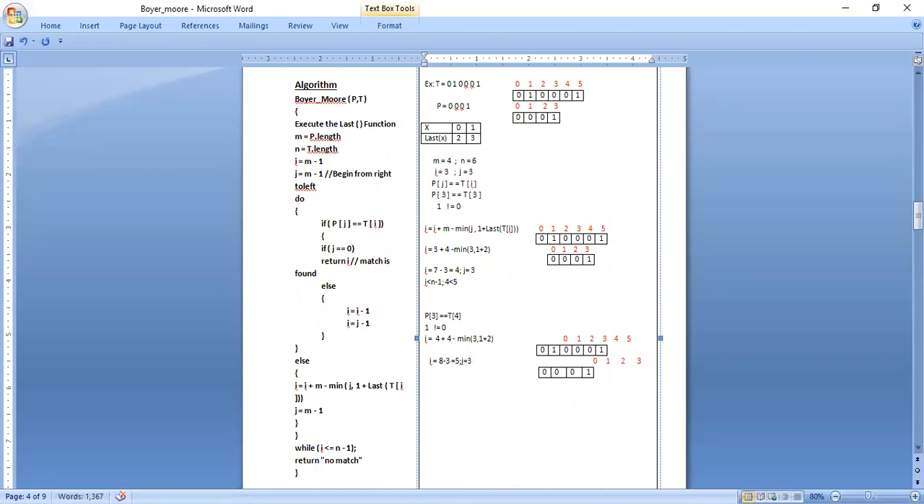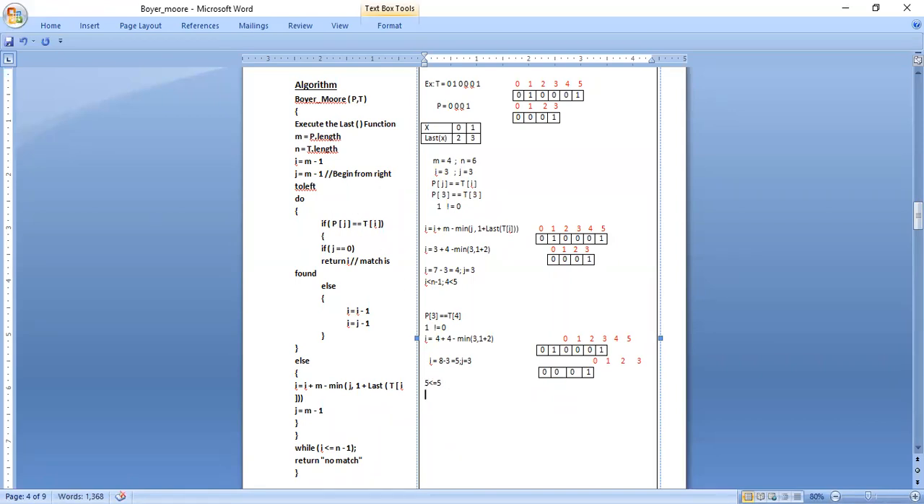So again, by using this i and j, after getting i and j, we are checking for these conditions. i is less than n minus 1. So now i is 5. 5 is less than or equal to n. So 5 is less than or equal to 5. It is not less than, but it is equal. So the condition is going to be satisfied. Again, it's going to go to the do loop.